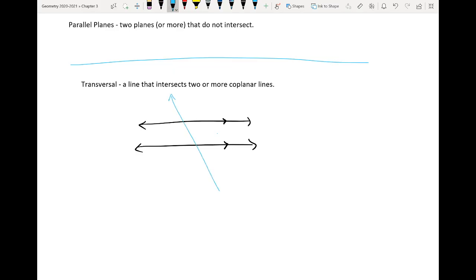Here, the blue line is my transversal. And this is where we have a transversal cutting two parallels. That's the word that's commonly used in geometry: they talk about a line cutting through two lines.